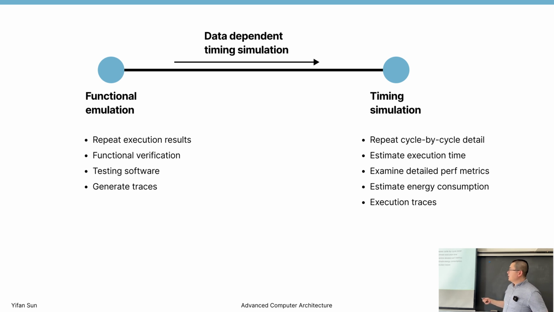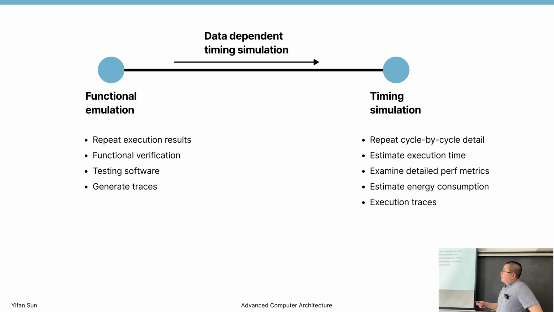Then we need to examine detailed performance metrics. For example, cache hit rate, like what's the rate of a cache hit, right? How many transactions arrived at the DRAM? And we need to estimate energy consumption. Then execution traces, where we take traces and estimate the time.